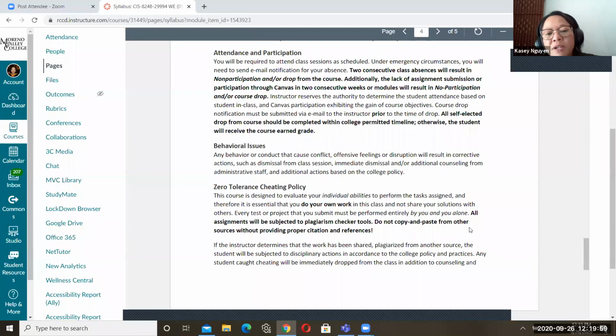There is a zero tolerance cheating policy, meaning that you want to do your own work. This class is about integrity and to have our own skills built throughout the sessions. Do not copy and paste other sources online. You can look at and research information online. However, we want to make sure that we have integrity in our work. Okay.